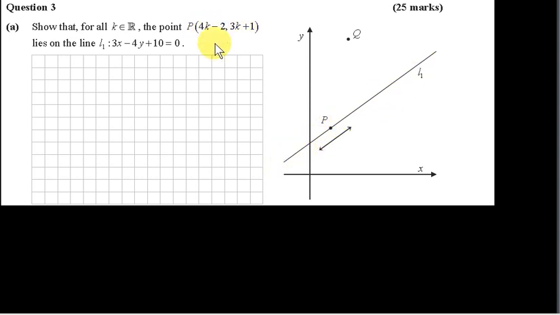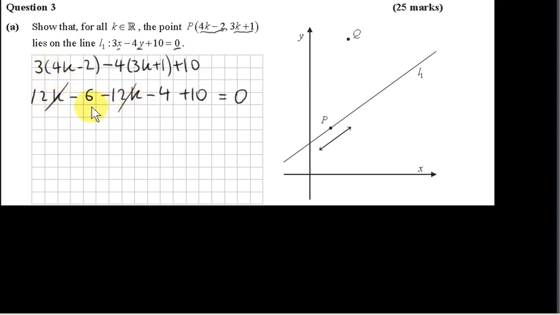If P is a point on the line, then it must satisfy the equation of the line. So to show that a point is on the line, we just plug the point into the equation of the line and see if it satisfies the equation. So we replace x in the equation with 4k - 2 and we replace y with 3k + 1. So here is the left hand side of the equation, and we just simplify all of this down and hopefully we'll get the right hand side, which is 0.